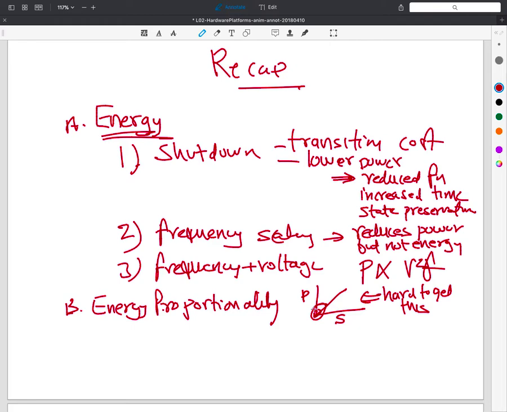What does the S stand for in this? Speed. Yeah. Power versus speed. And I'm using these terms loosely. Speed may mean many different things, but it's some measure of performance.